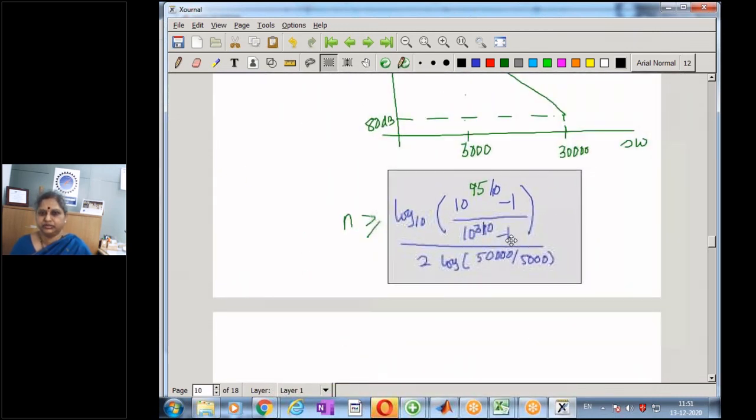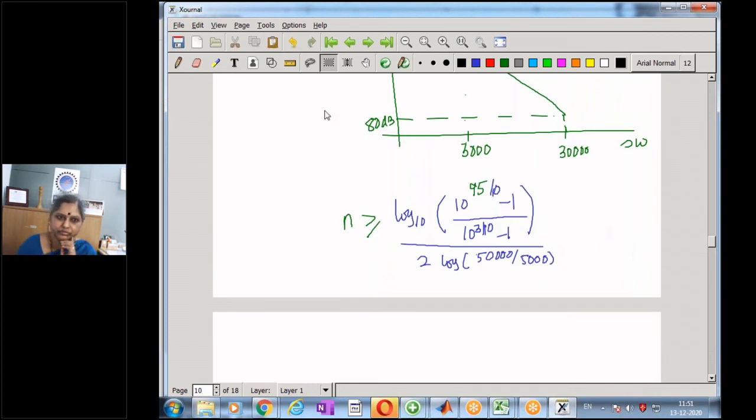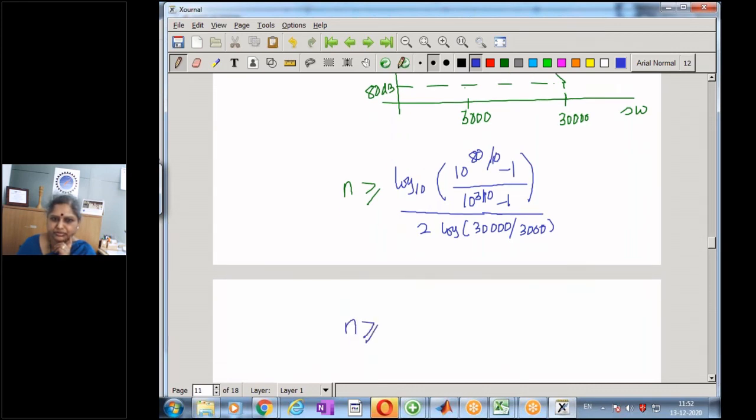For a low pass filter, and now my frequencies are... so my specification is the higher frequency. At the higher frequency, my attenuation is 80 dB, 80 by 10. Lower is 3 dB by 10, and my frequencies are 30,000 divided by 3000. And so this gives me n to be greater than or equal to.